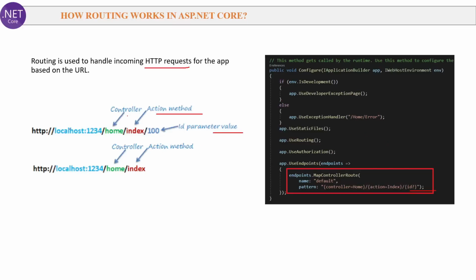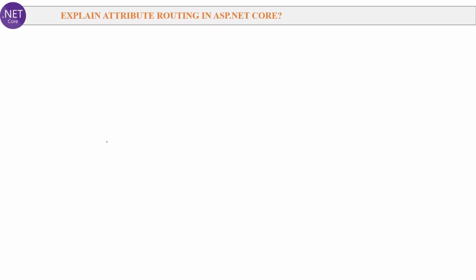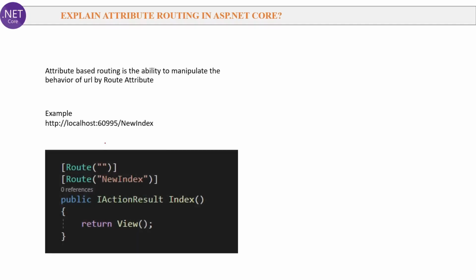It is very much similar to ASP.NET MVC. Next question is, explain attribute routing in ASP.NET Core. Attribute based routing is the ability to manipulate the behavior of URL by using the route attribute.